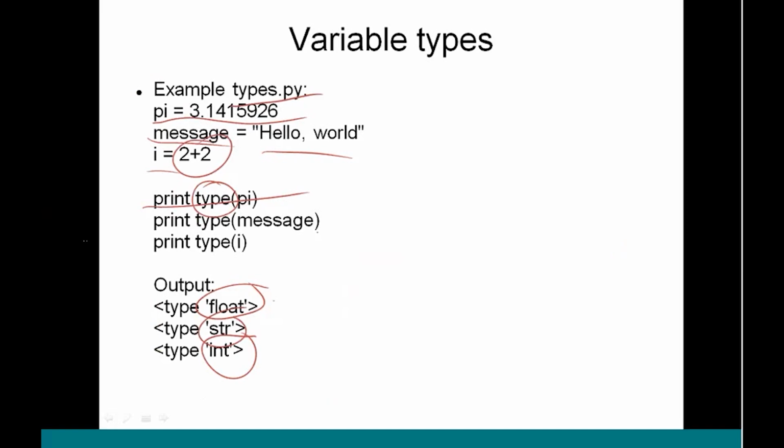And then type is a function that displays the type of the variable. So you can just say type i, type message, type i, and then it prints out for each of them what is the data type that it used.